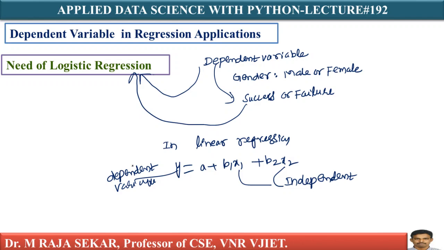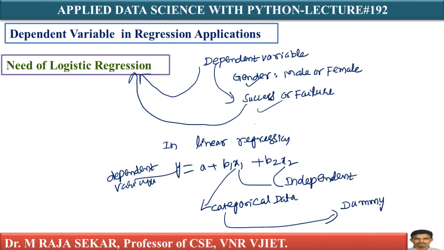If X1 is categorical data, that is, if your independent variable is categorical data, and categorical data may be gender, or success or failure, isn't it? Then, as I already discussed, in that case you must go for dummy variable regression. I'm repeating the same point again and again because this concept is very important, therefore I'm emphasizing it. When can I opt for this dummy variable regression?